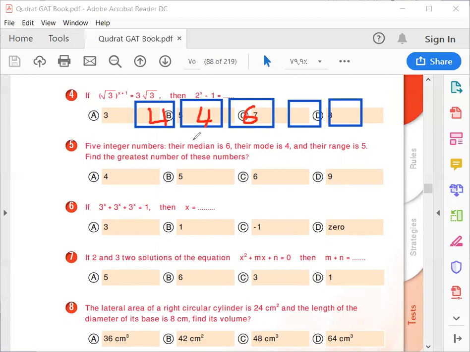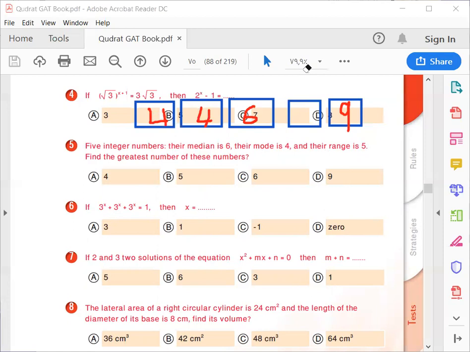What about the range? I have a rule: the greatest value minus the least value. The least value is 4, and he said the range is 5. So I can write the greatest value is 9, so 9 minus 4 is 5. So I find it now, the 4 numbers.